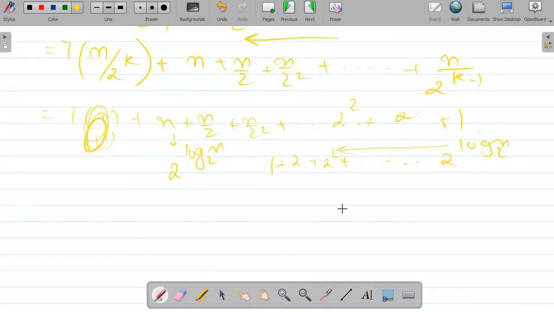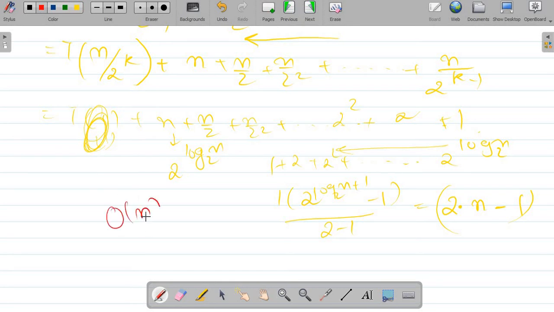Now see over here, this is a GP series, and hence we can find the summation using the formula, where the first term is 1, the common ratio is 2, the number of terms are log n base 2 plus 1, so (2 to the power log n plus 1 minus 1) upon common ratio minus 1. So this comes out to be 2n minus 1, and this is our answer for the equation, and this can be written as order of n.